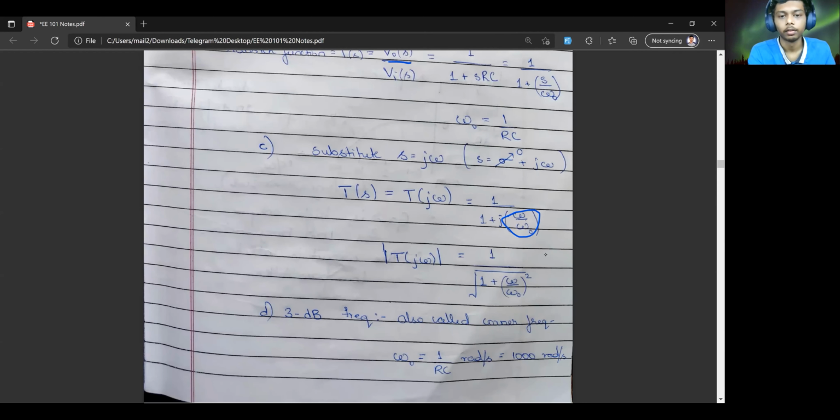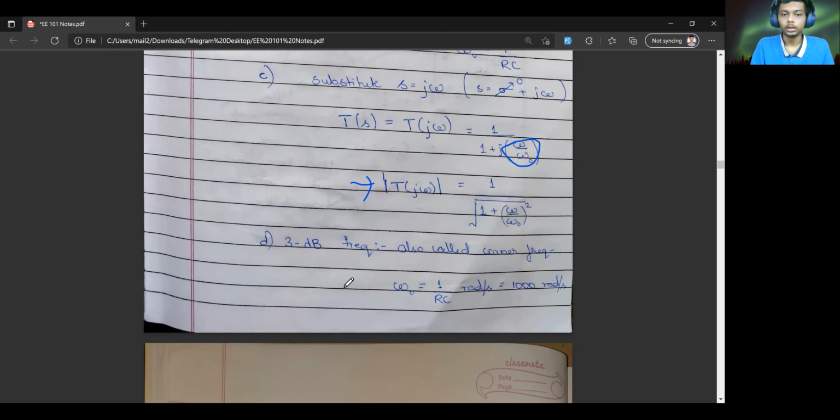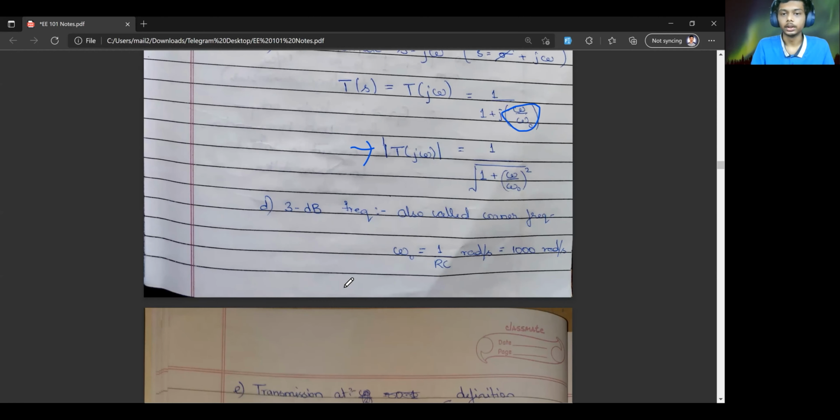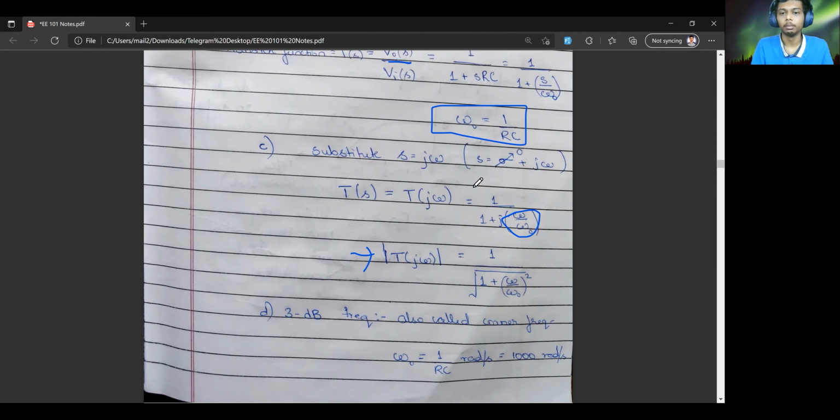So this magnitude of the transfer function can be used to calculate the gain of the signal. And we also define something as the 3 dB frequency. This is also called the corner frequency. Like I told you, this is omega naught, which is 1 by RC. This is a very important frequency. It's called the 3 dB frequency.